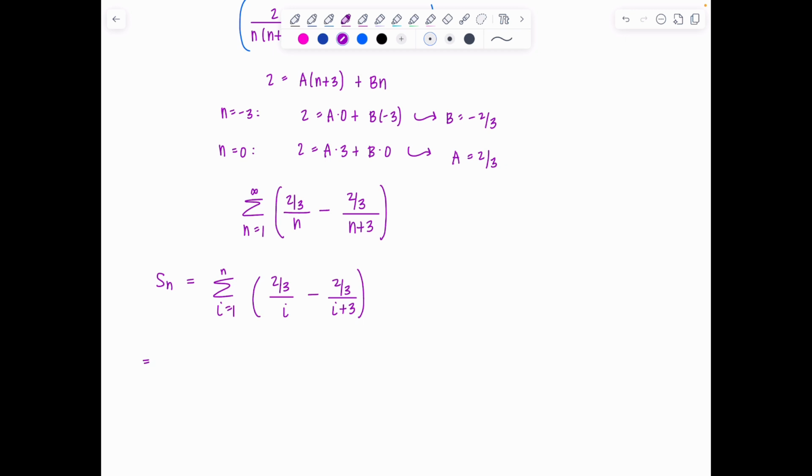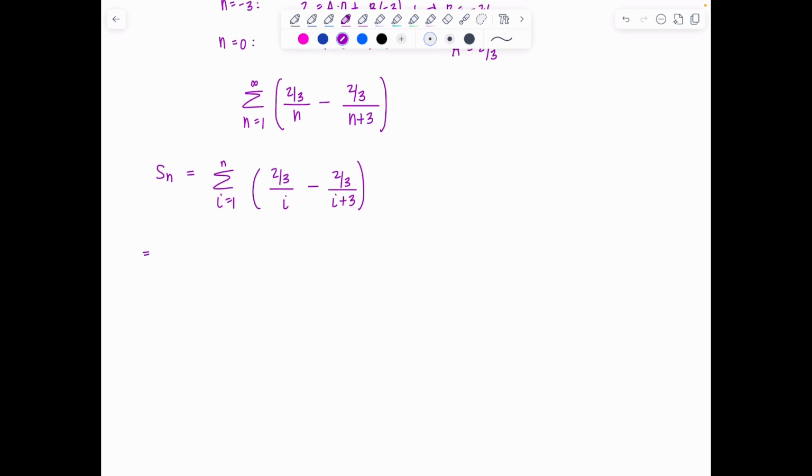So let's start listing out the first few terms, starting with i equals 1. So we'll have 2/3 over 1 minus 2/3 over 4, which is going to be 2/3 over 2 over 12, so 1/6. So this is for i equals 1. Plus, now let's move on to i equals 2. 2/3 divided by 2, that's 1/3, minus 2/3 divided by 5, that's 2/15. Nothing's canceling so far.